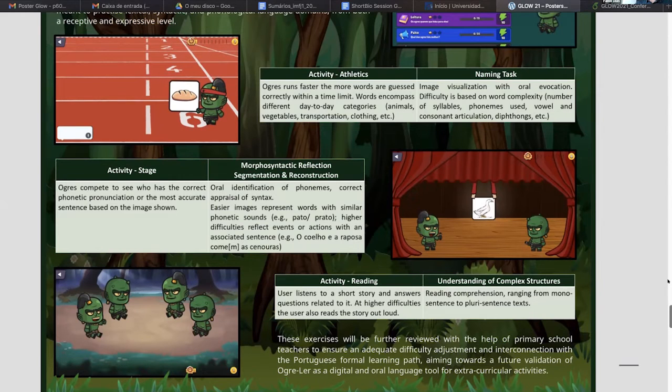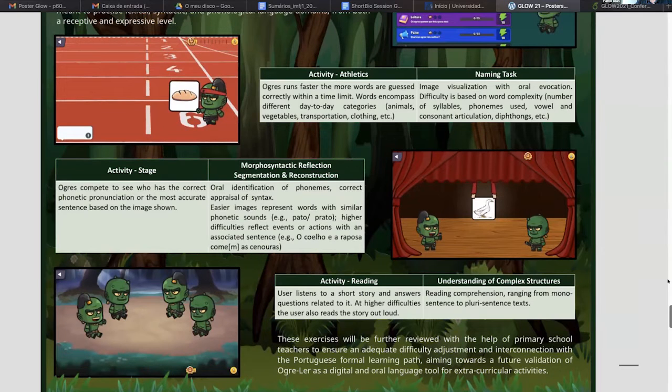So with Ogrelier, for example, the objective is to place the child not as a passive answering machine, but also to role play as a teacher. So they will train their knowledge, and they will be assessed on what they already know. Through different kinds of activities, the objective is to stimulate different language domains, from a receptive to an expressive level. The game was done using Unity and Azure Speech, which as a voice recognition isn't perfect.